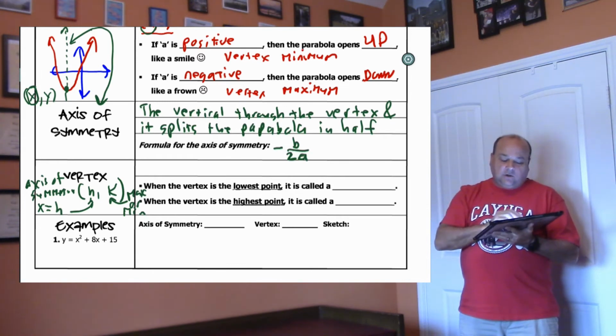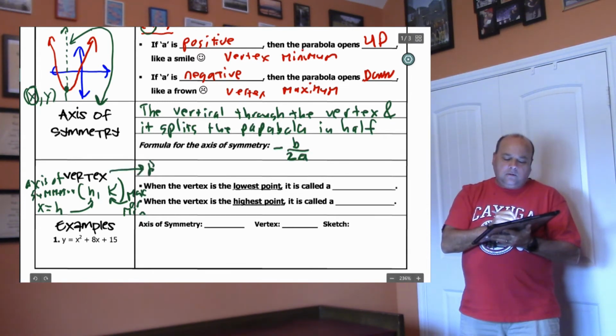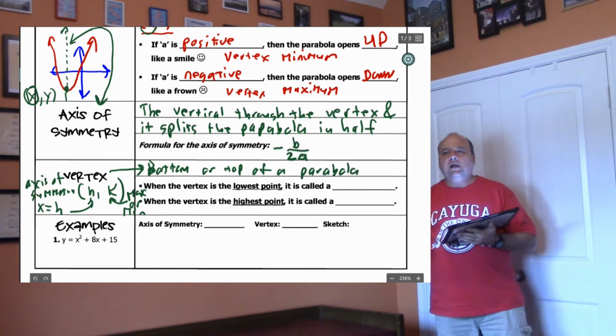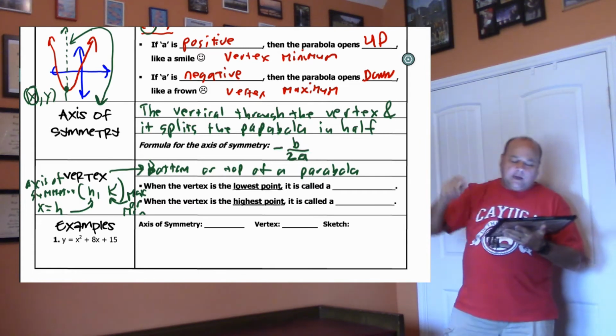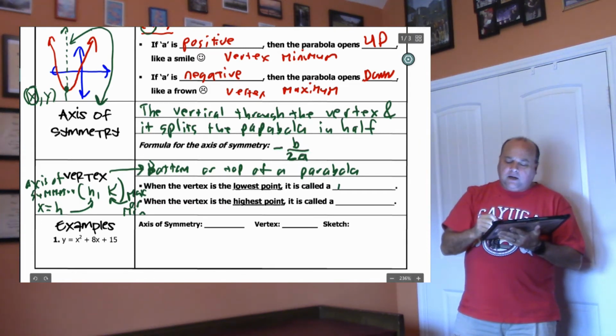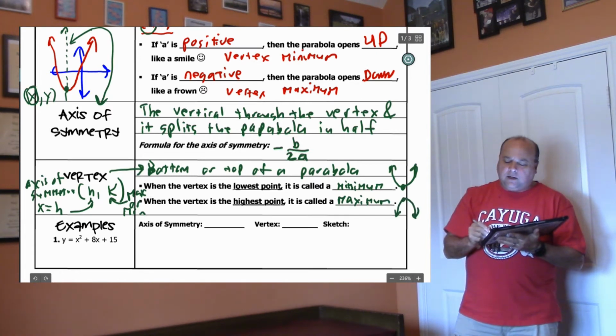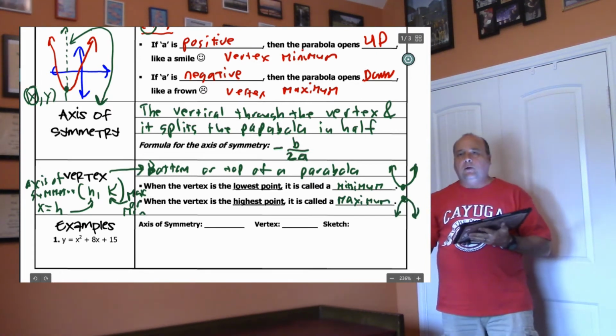Okay, with the vertex, the vertex is the bottom or top of the parabola. It's where the parabola changes direction, okay? When the vertex is the lowest point, it is called a minimum, and the parabola will look like this. That's the minimum. If it's at the highest point, it's a maximum, and the parabola will look like this, okay? And the top part right there would be your maximum, okay?